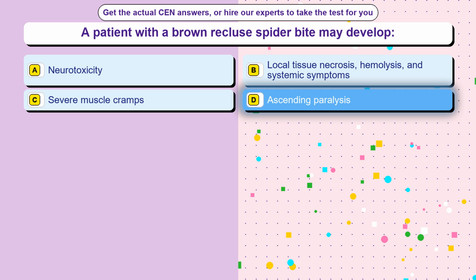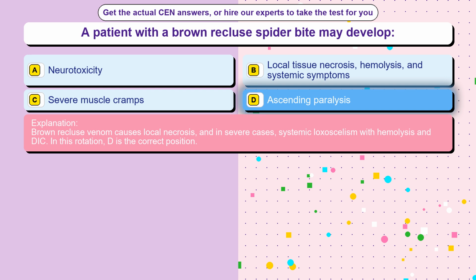The correct answer is option D, ascending paralysis. Brown recluse venom causes local necrosis, and in severe cases, systemic loxoscelism with hemolysis and DIC. In this rotation, D is the correct position.